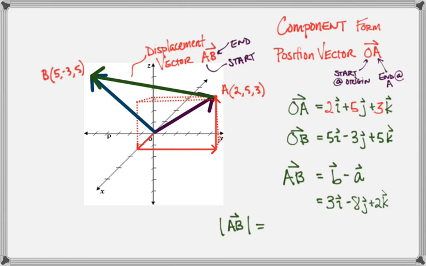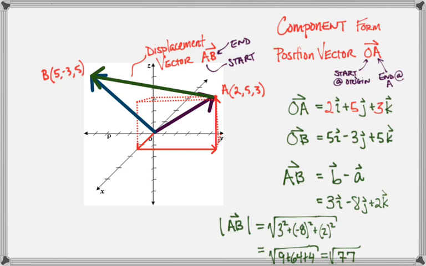The magnitude might sound like it's scary. It's really just an extension of the Pythagorean theorem. So we take our components, we square them, take the square root, and we get a value as we plug through it for our magnitude of that displacement vector.